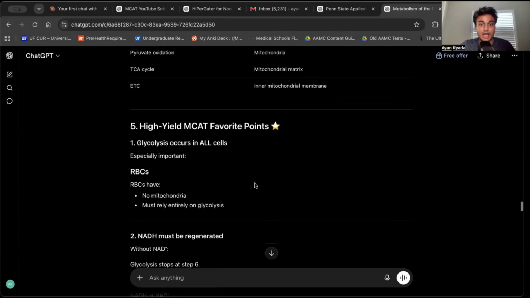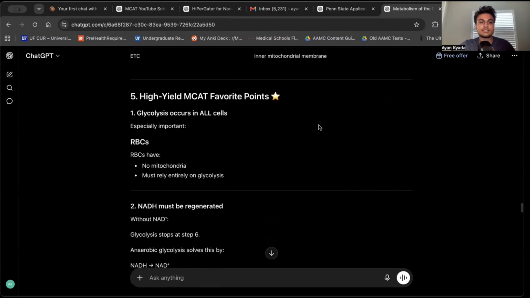And as you continue to scroll down towards the bottom, you're going to find that you get a nice little high yield summary. So this is a nice, concise way to, once again, familiarize yourself with the high yield information and see it all over again to make sure that it really sticks.